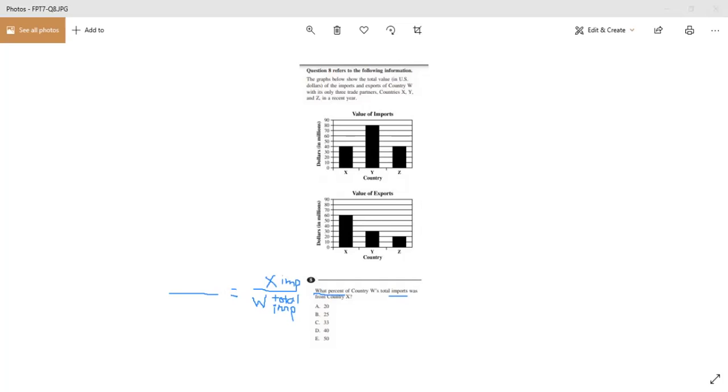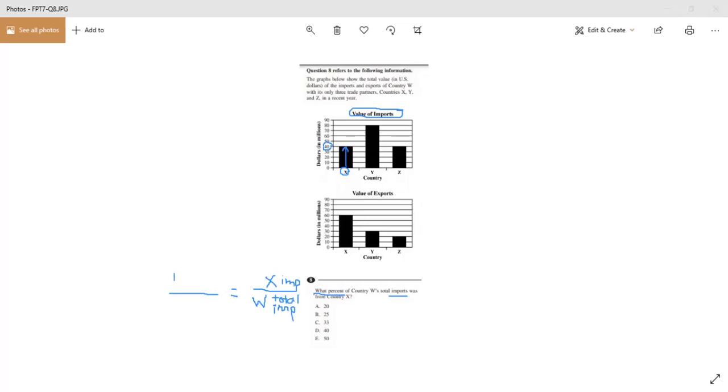First, which graph are we going to have to look at to find that information? The value of imports or the value of exports? Well, this problem is about imports, so we're going to look at value of imports. Specifically, we want to find the value of imports coming from country X. So if we follow this line up, we will see that this corresponds to 40 million US dollars.